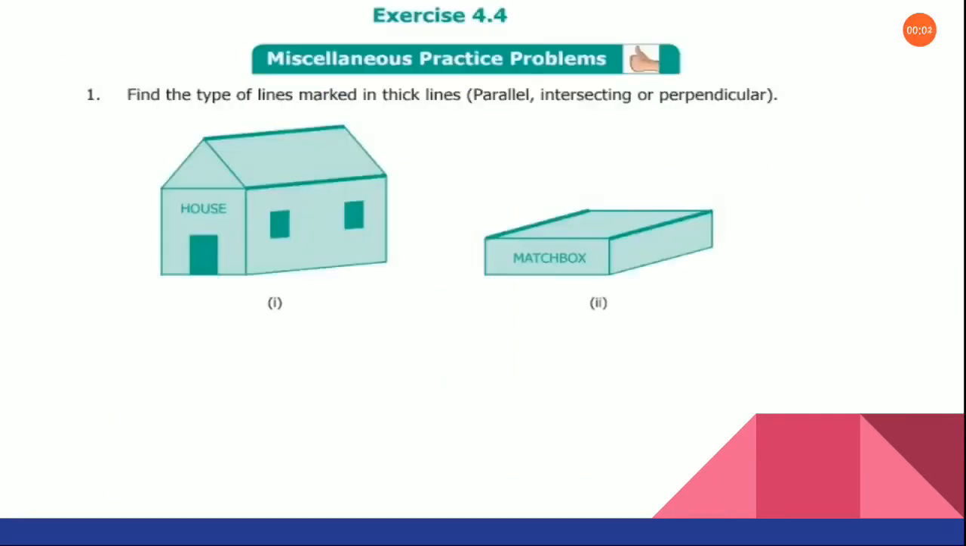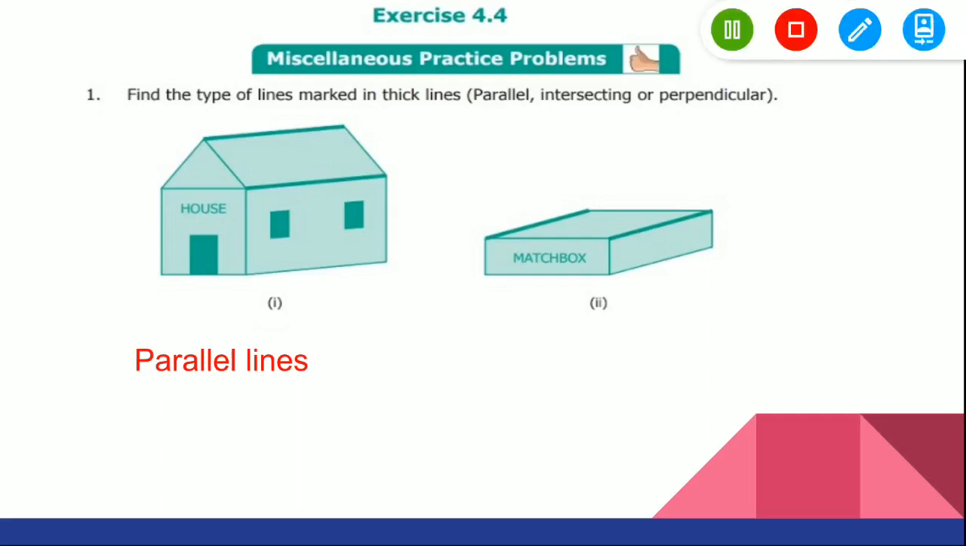So shall we continue with exercise 4.4? Look at the first sum. Find the type of lines marked in thick lines. Okay, there are three different types of line, that is parallel, intersecting and perpendicular. You are going to find out the darker lines. What is the darker line? Okay, here are two darker lines. If it is like this, what type of line is it? It is a parallel line. Very good.